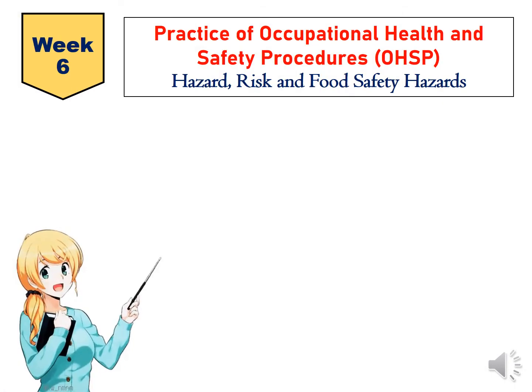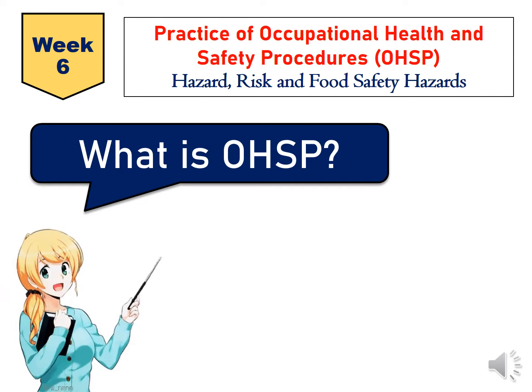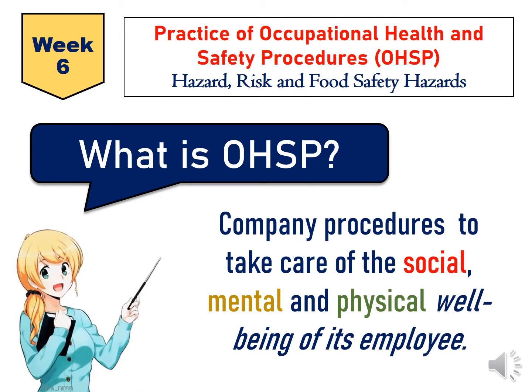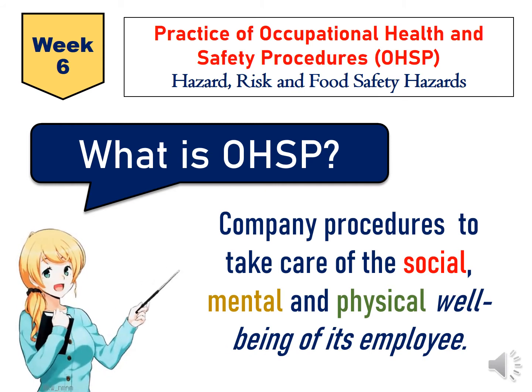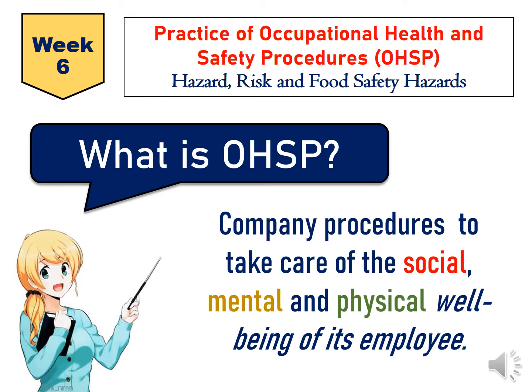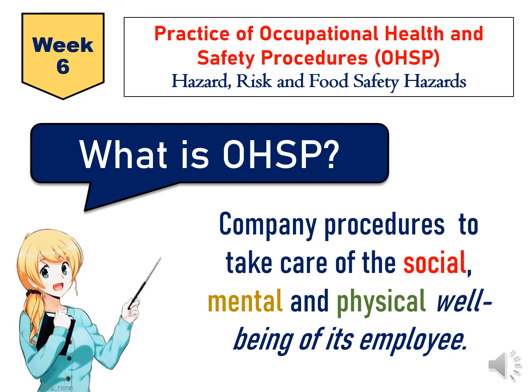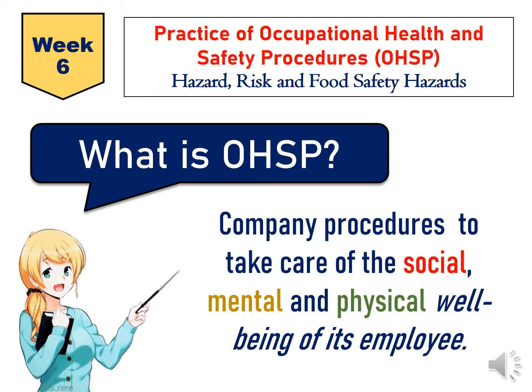To start, let us first identify what OHSP, or the Occupational Health and Safety Procedures, is. It pertains to the company procedures to take care of the social, mental, and physical well-being of its employees. Meaning, as a responsible owner or entrepreneur, you must always put the well-being of your employees on the list of your priorities. Keeping the workers safe is as important as making the business flourish.